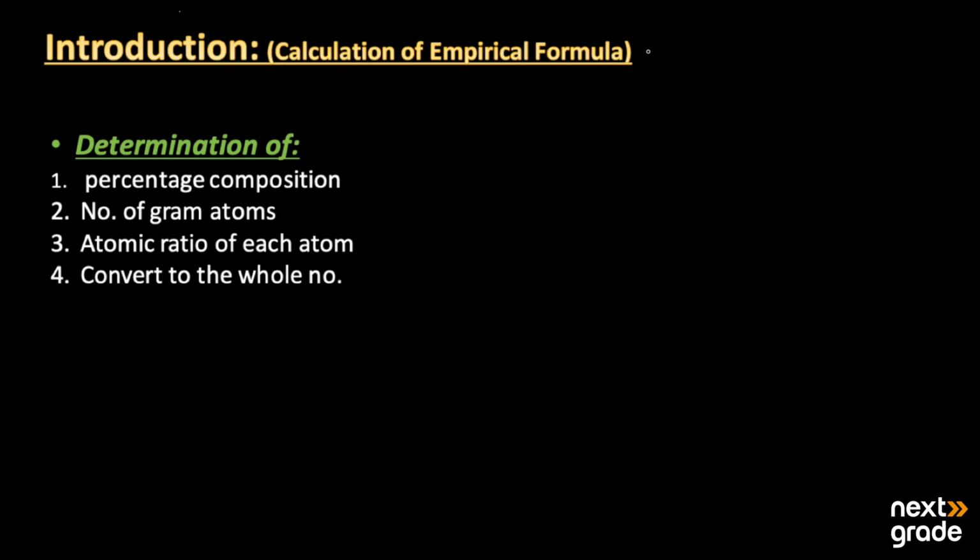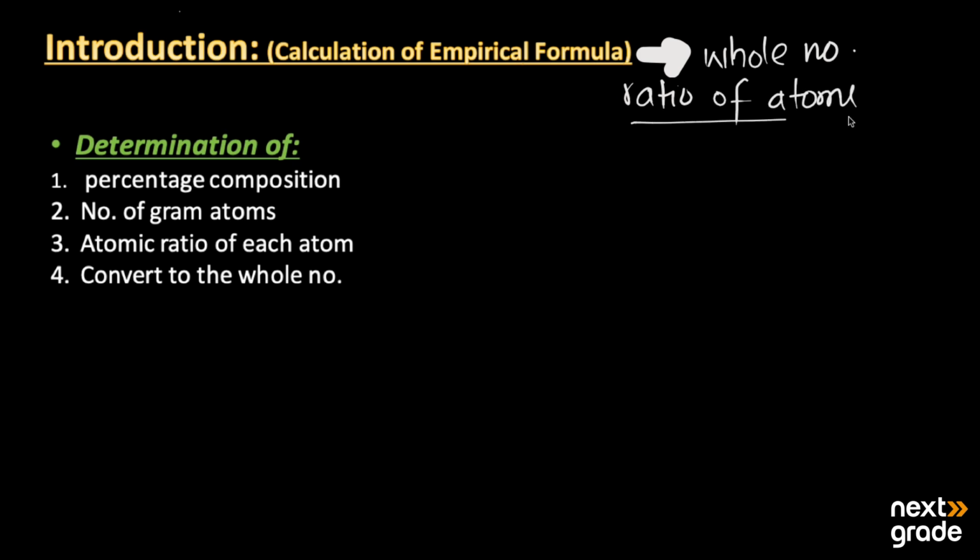Basically, the empirical formula is a formula that gives us the simple whole number ratio of atoms. The ratio of the atoms that we gain from it is known as its empirical formula. It is the simplest whole number ratio of the atoms.